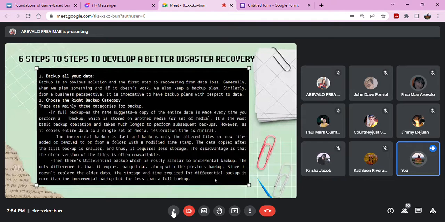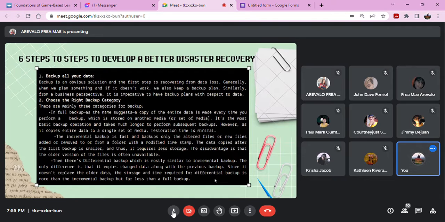So here are the 6 steps to develop a better disaster recovery. First, back up all data. Backup is an obvious solution and the first step to recovering from data loss. Generally, when we plan something and if it doesn't work, we also keep a backup plan. Similarly, from a business perspective, it is imperative to have backup plans with respect to data.